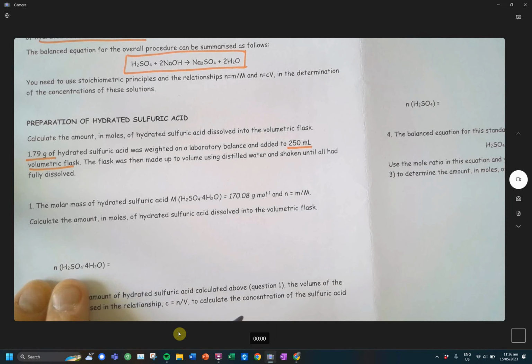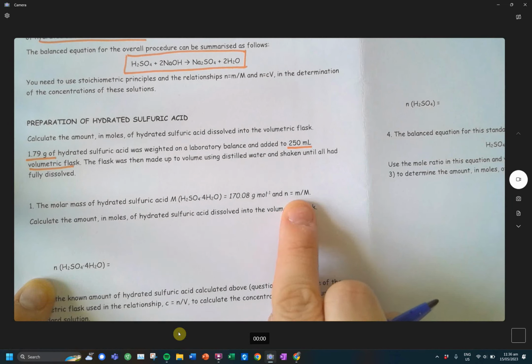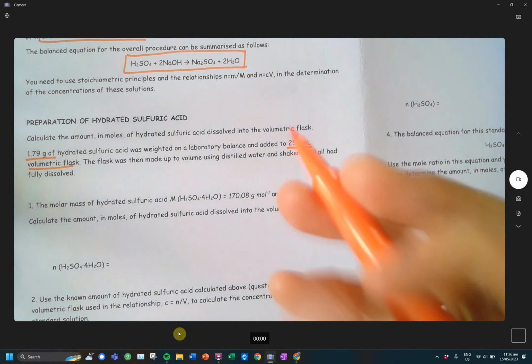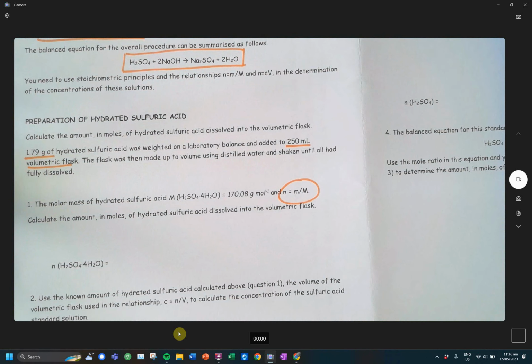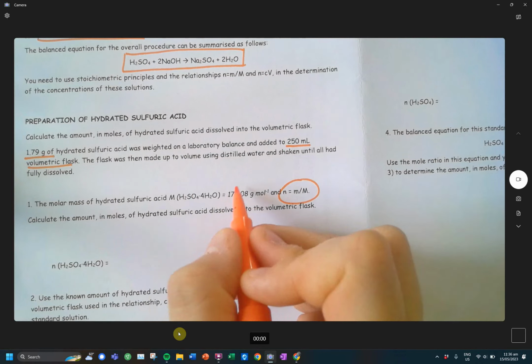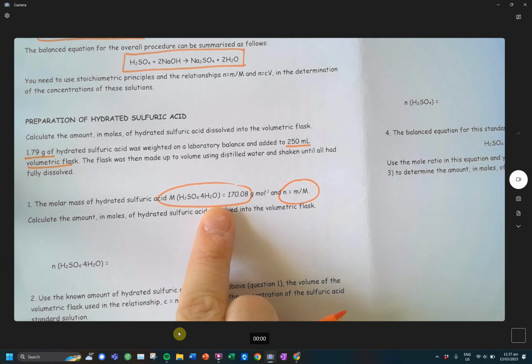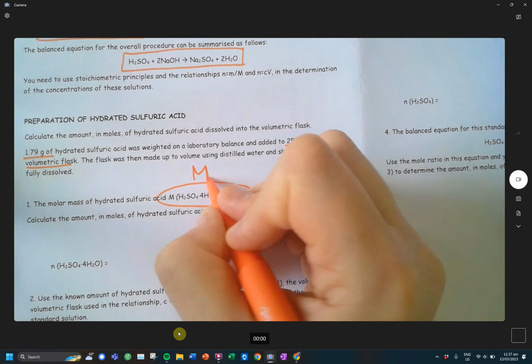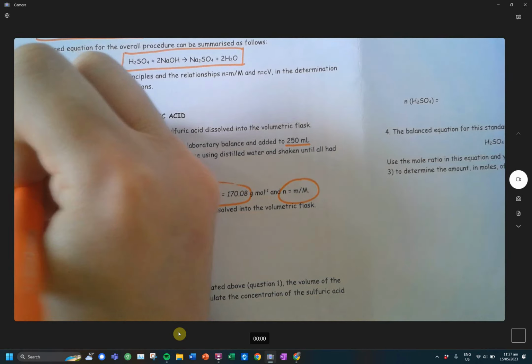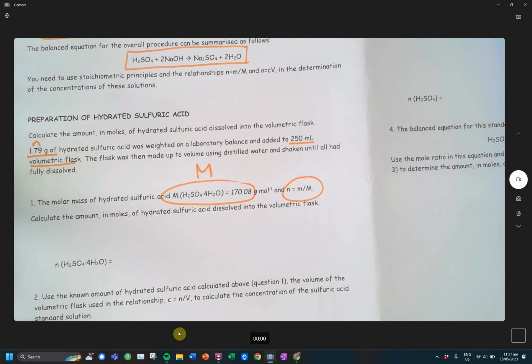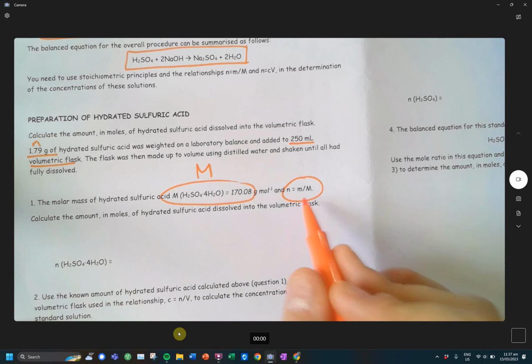So first thing I need to do is figure out the amount. So remember that n equals m over M. And the other thing that they have given me is the molecular mass of the sulfuric acid that's hydrated. So I have my big M value over here, I have my little n value over there. It's worthwhile to go through and annotate it. The equation's already set up the way I need it.